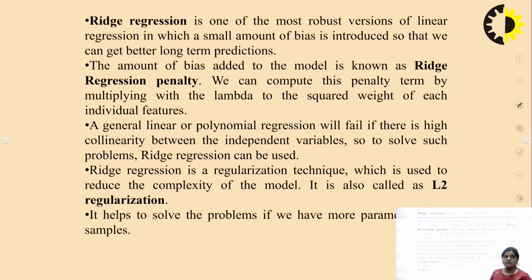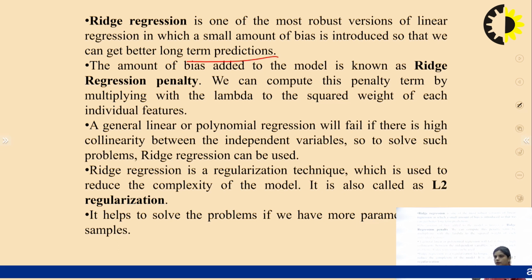Then the next one is ridge regression. It is a more robust version of linear regression, in which only a small amount of bias is introduced so that we can get better long-term predictions. For betterment of the predicted values of the target variable, some amount of bias is introduced into normal linear regression. The amount of bias which we add to the model is known as the ridge regression penalty.